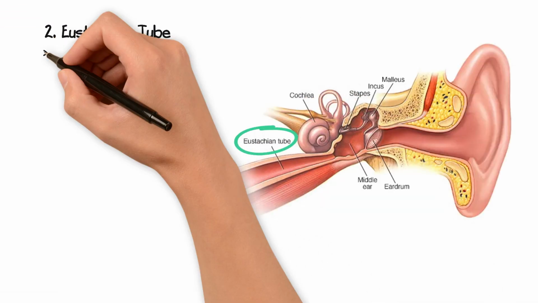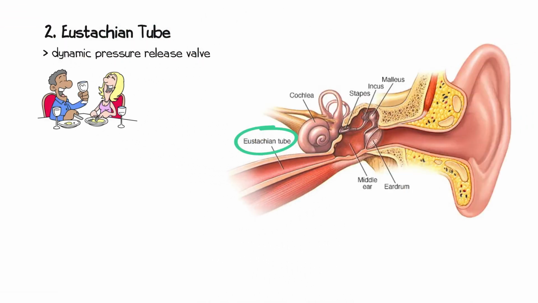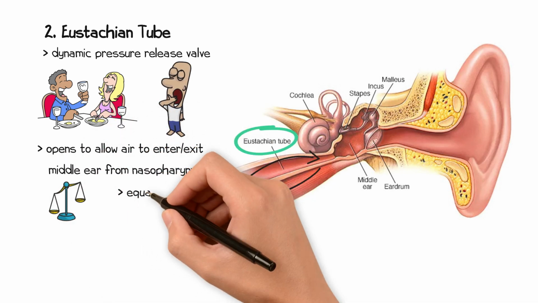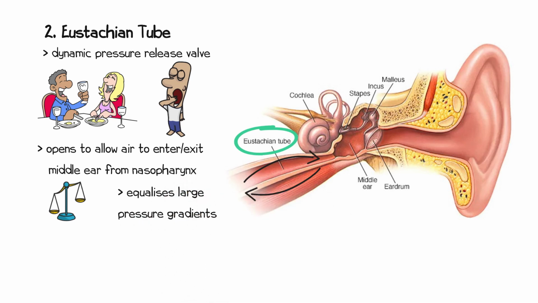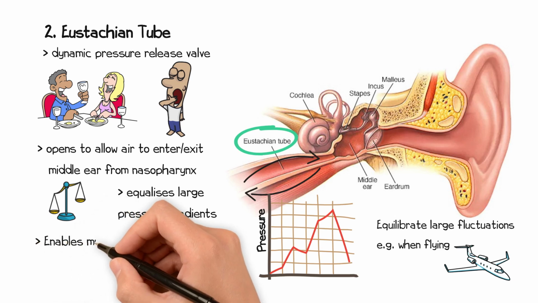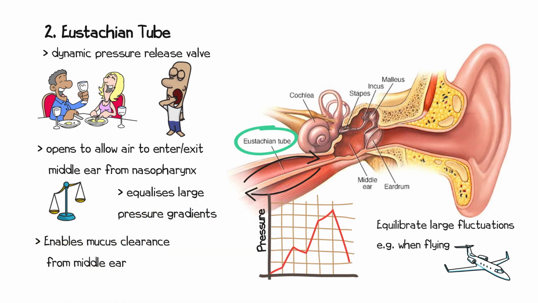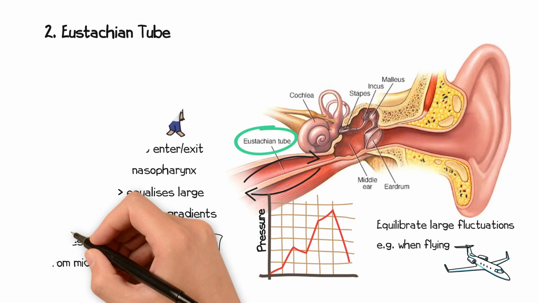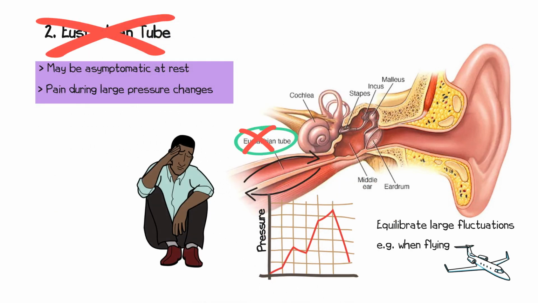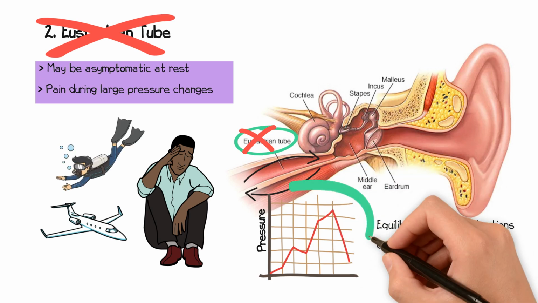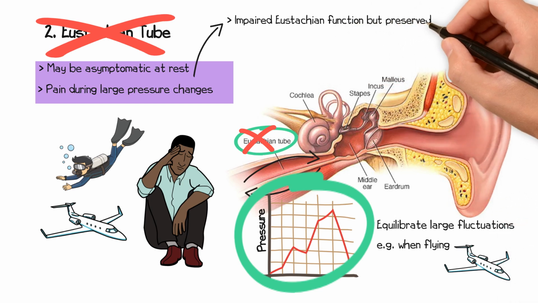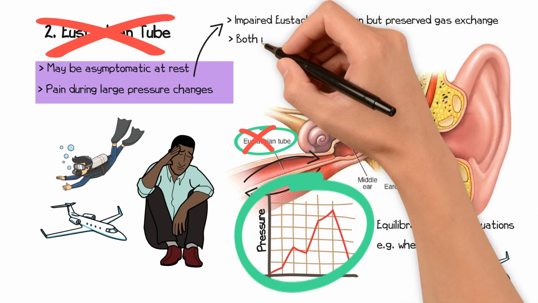The Eustachian tube acts as a dynamic pressure release valve. It opens during swallowing or yawning to allow air to enter or exit the middle ear from the nasopharynx, equalizing large pressure gradients. The Eustachian tube is able to equilibrate larger fluctuations in pressure, such as those experienced when flying. It also plays an important role in enabling mucus clearance from the middle ear. If this valve fails, patients may be asymptomatic at rest, but experience sharp pressure or pain during flying, diving, or other pressure changes. This suggests an impaired Eustachian tube function, but preserved gas exchange capacity.